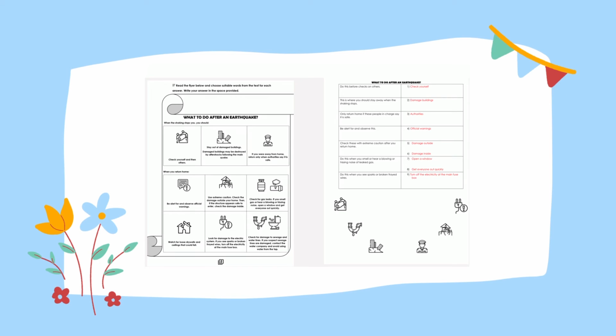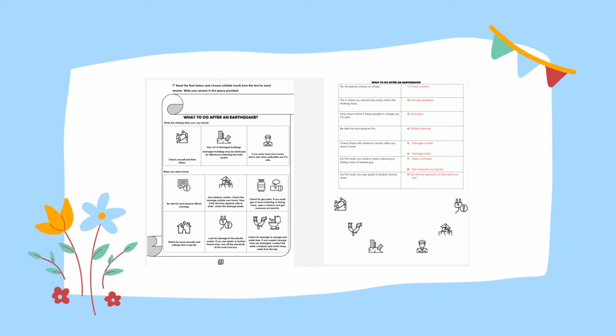Okay, number 1, do this before checks on others. Okay, so number 1, the answer will be check yourself. It was mentioned that we need to check ourselves and then others. Okay, number 2, this is where you should stay away when the shaking stops. The answer is damaged buildings. It was mentioned that we need to stay out of damaged buildings because they may be destroyed by aftershocks following the main quake. Okay, next question.